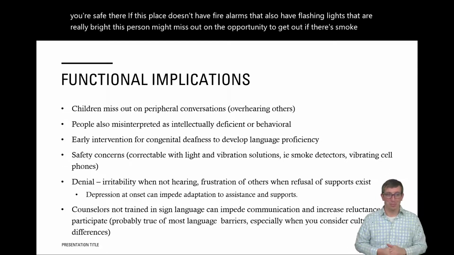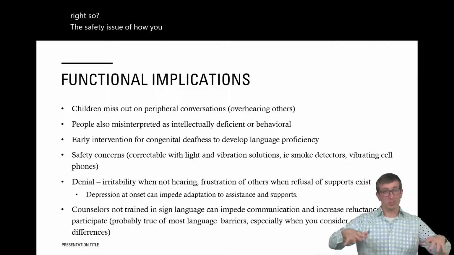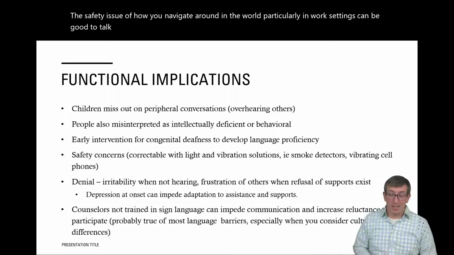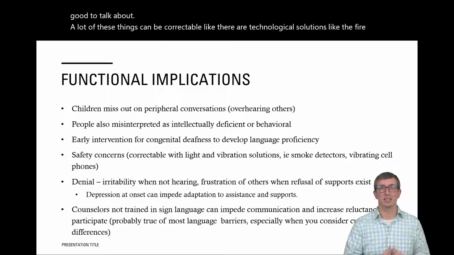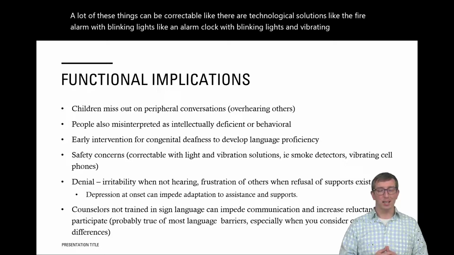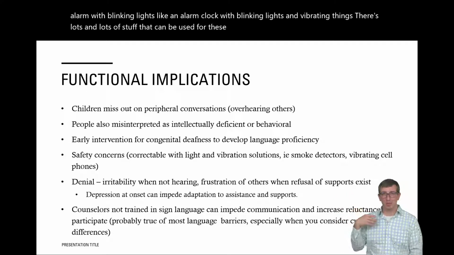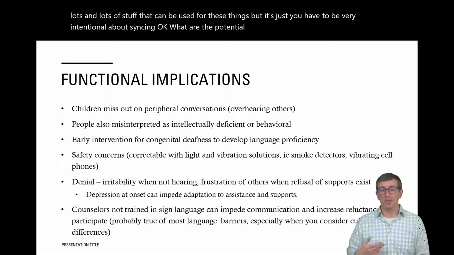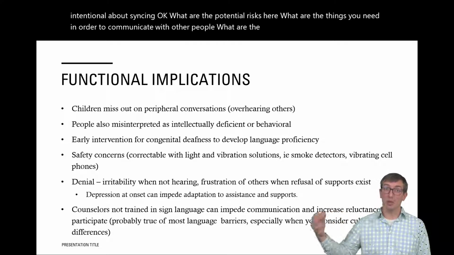So the safety issue of how you navigate around in the world, particularly in work settings, can be good to talk about. A lot of these things can be correctable. There are technological solutions like the fire alarm with blinking lights, like an alarm clock with blinking lights and vibrating things. There's lots and lots of stuff that can be used, but you have to be very intentional about thinking, okay, what are the potential risks here? What are the things you need in order to communicate with other people? What are the things that other people need to know in order to communicate with you?